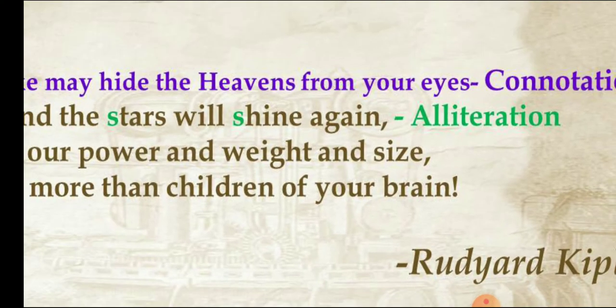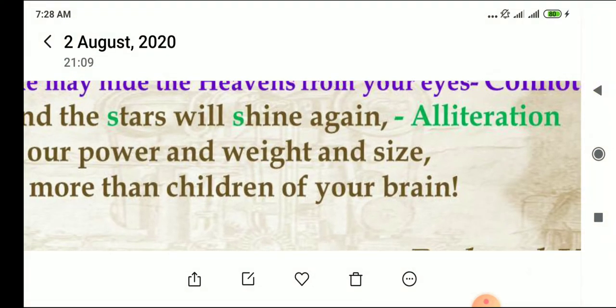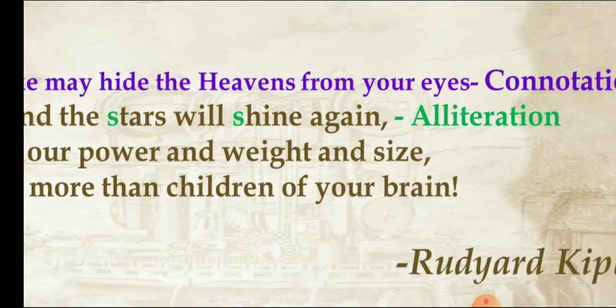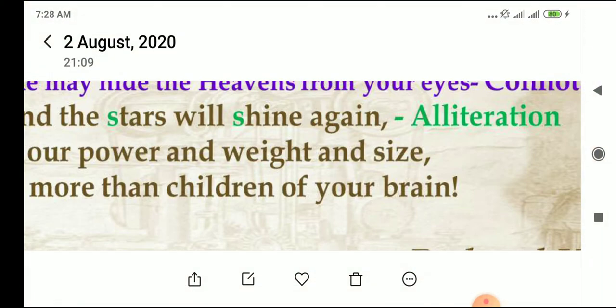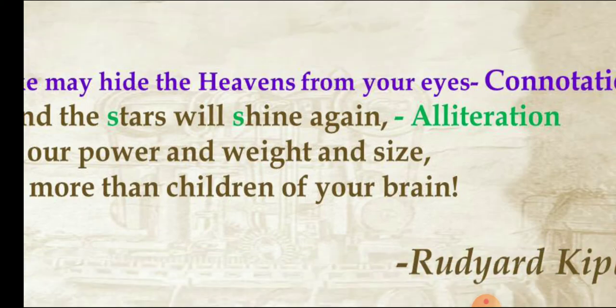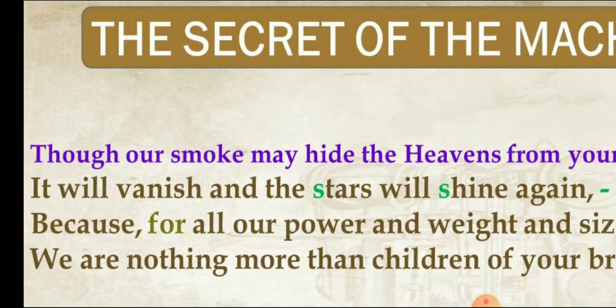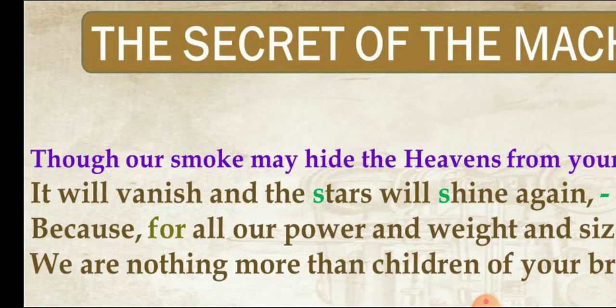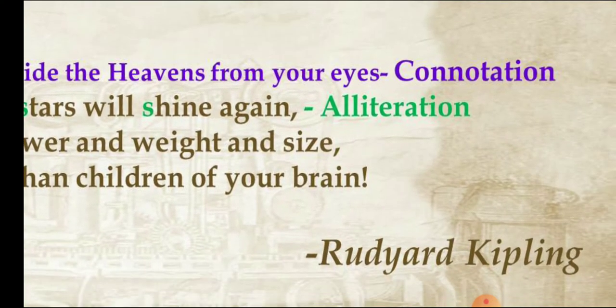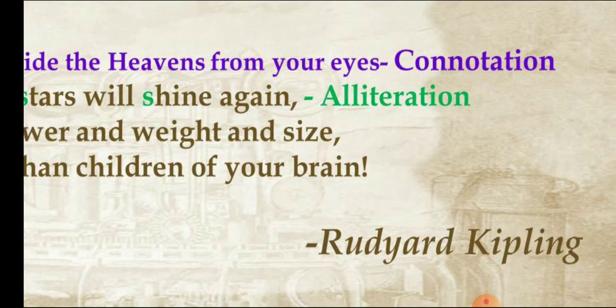Next, connotation. So, what is connotation? When a suggestion is given beyond the expression, then it is called connotation. That is, something is expressed beyond the literal expression. For example, here, though our smoke may hide the heavens, here, heavens, the poet refers to the sky, not the heavens.